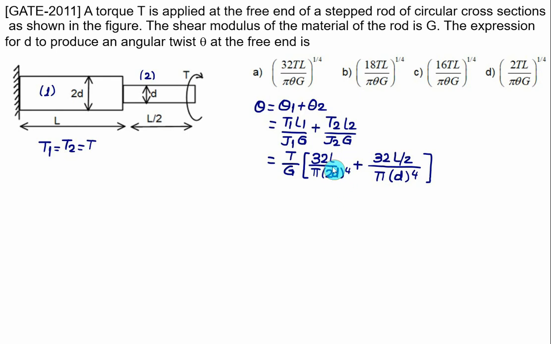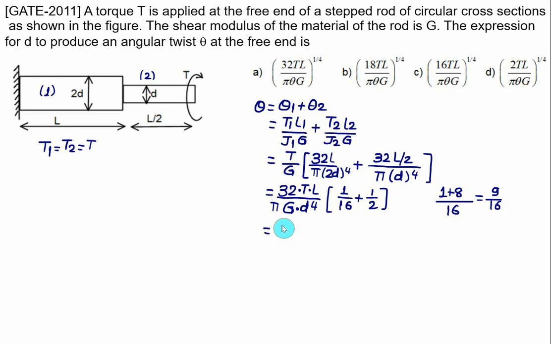At this stage we will take out 32 common, L common, d to the power 4 common. So we have 32 times T multiplied by L divided by G, d to the power 4 common. Even we can take out pi common. Here we have 2 to the power 4 in the denominator, which is 1 by 16, and here 1 by 2. So we'll calculate the LCM that is equal to 16. So we have 1 plus 8 that is equal to 9 by 16.